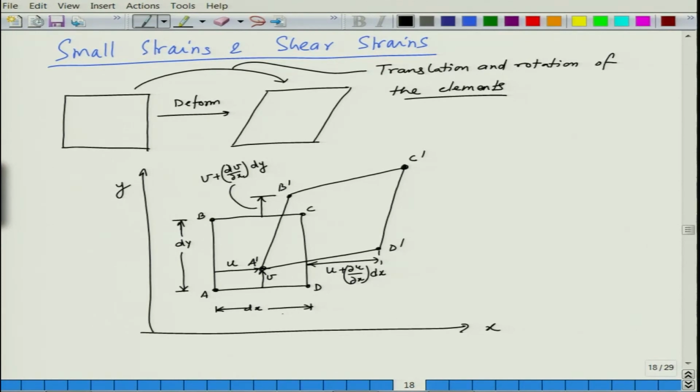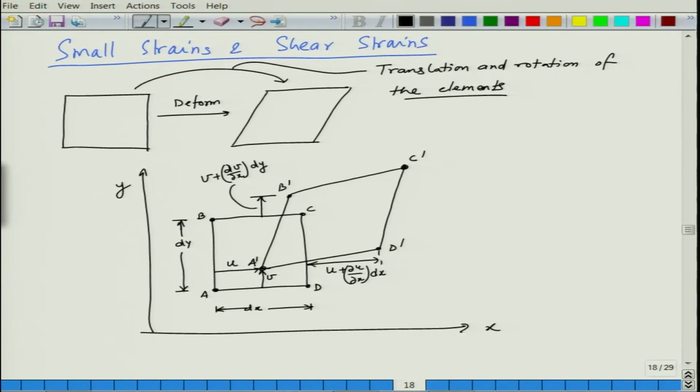So, basically this is the extent of movement that we are having in x and y directions. You can see that this B point does not move just in this direction by v, it also moves by another small amount which is del v. So, you can see there is an asymmetry: A point moves by different magnitudes as compared to the B point and so on and so forth.